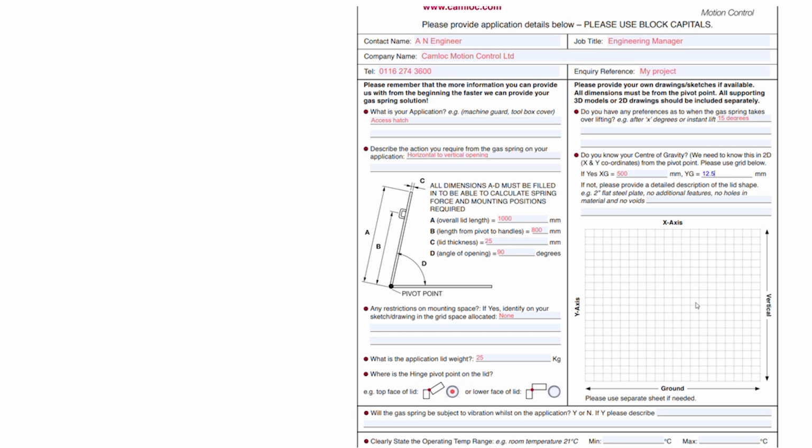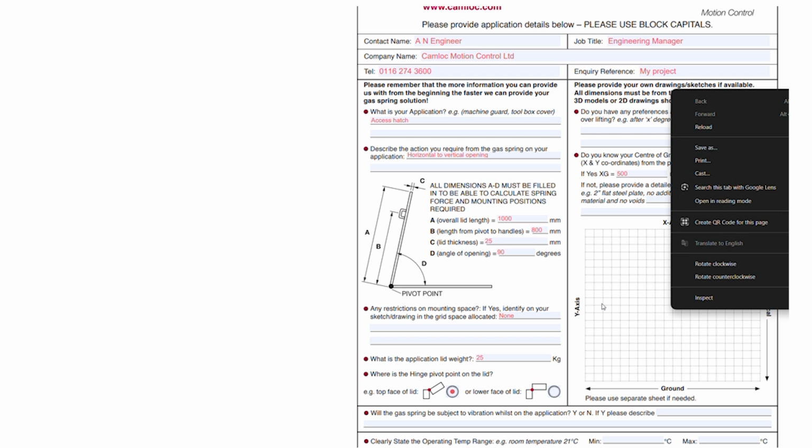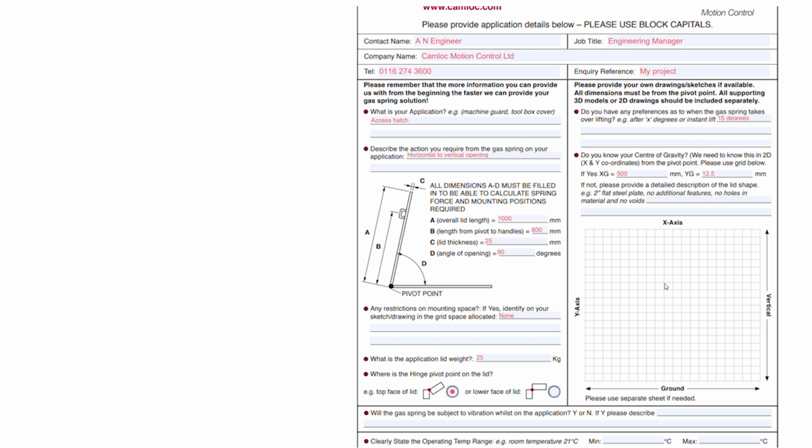Then have either a separate, use this grid here, which to be fair, most people don't use, or it can be a separate drawing or a model that can be sent to us with details of that.